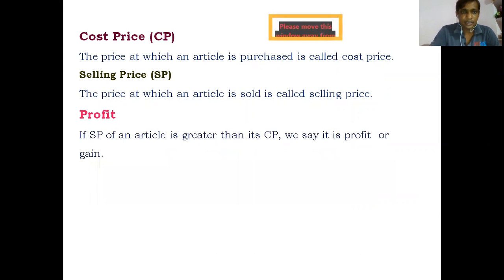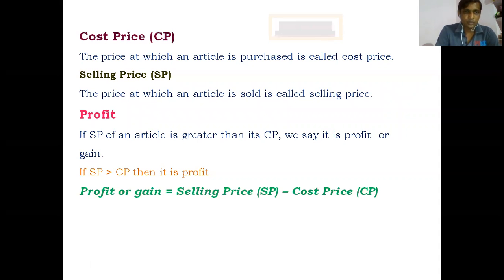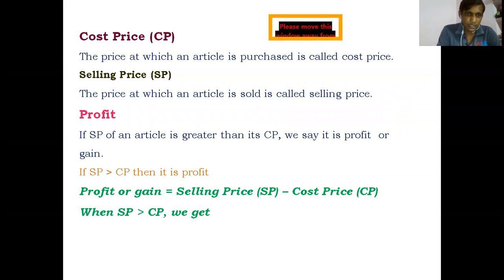If the selling price of an article is greater than the cost price, then we say it is profit or gain. Or, if the cost price is less than the selling price, then it is called profit or gain. So profit or gain is equal to selling price minus cost price. If selling price and cost price are given, by comparing them we find the profit or gain. When SP is greater than CP, the following formulas are derived.